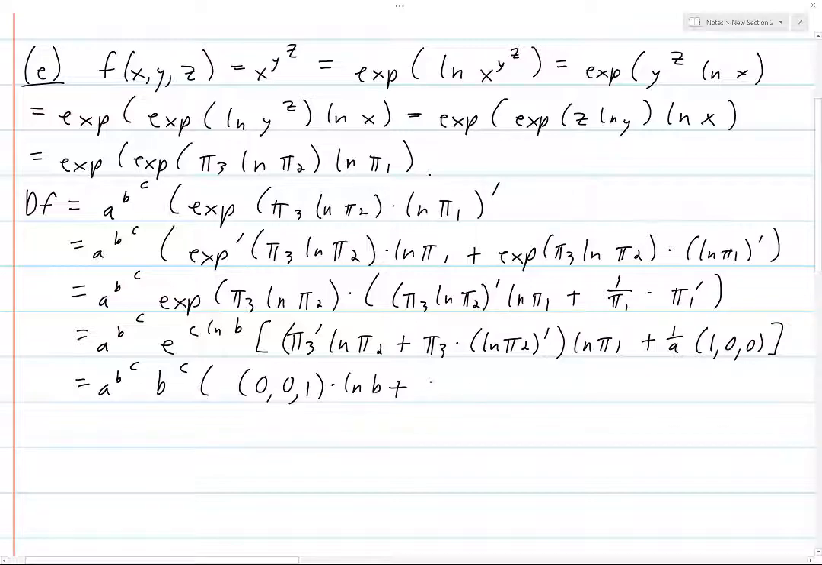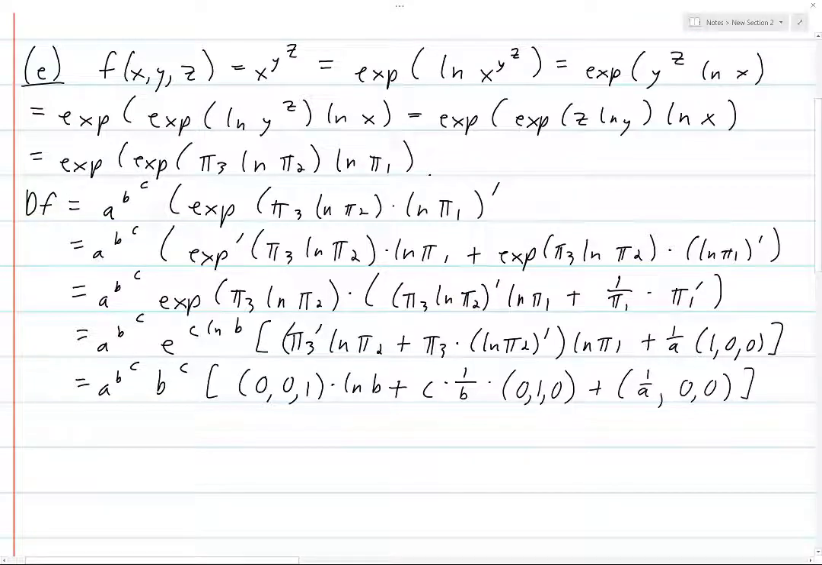So pi 3 is just c. The natural log of pi 2 prime, just like we did with natural log of pi 1 prime, is going to be 1 over pi 2 times pi 2 prime. So it's 1 over b times 0, 1, 0, because that's the derivative of pi 2. Then finally, we have to add 1 over a times 1, 0, 0, which of course is 1 over a, 0, 0.